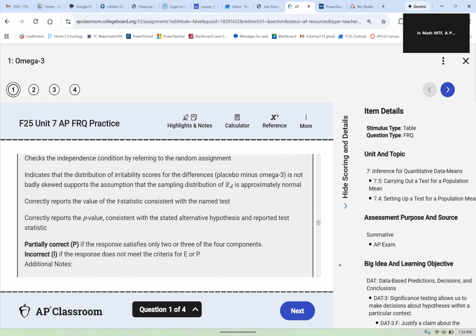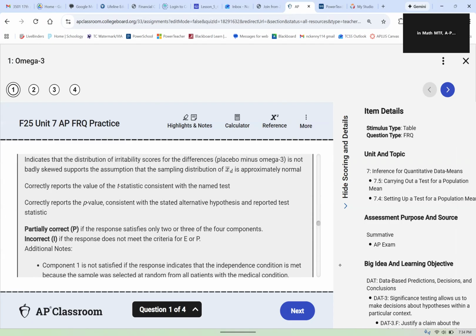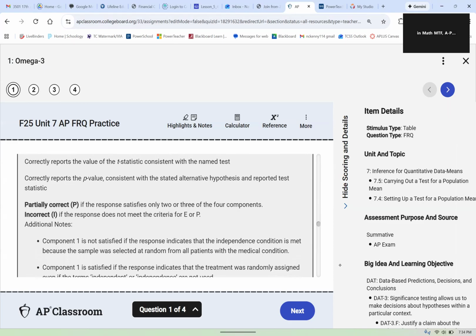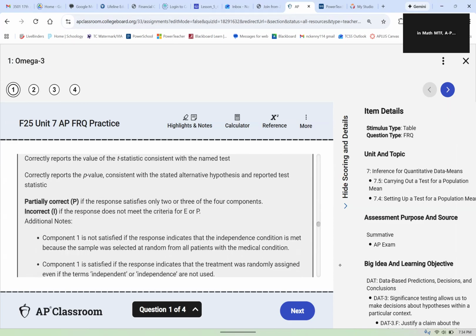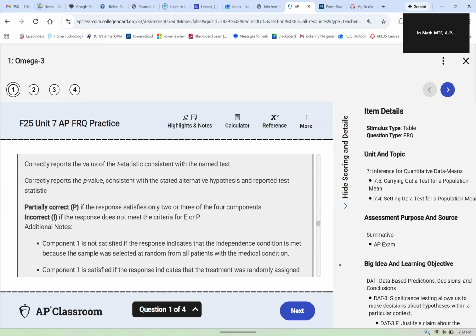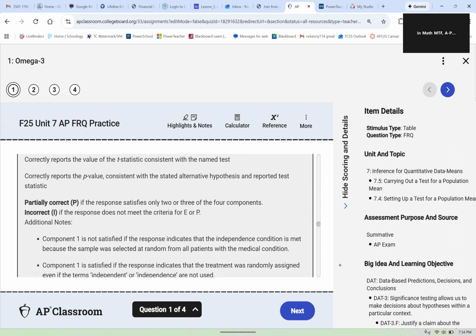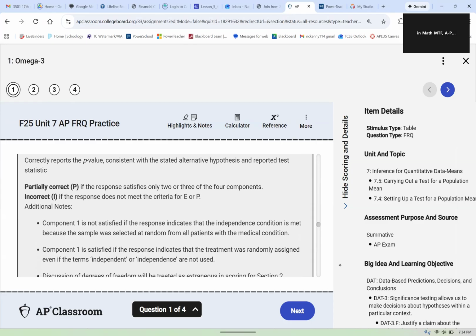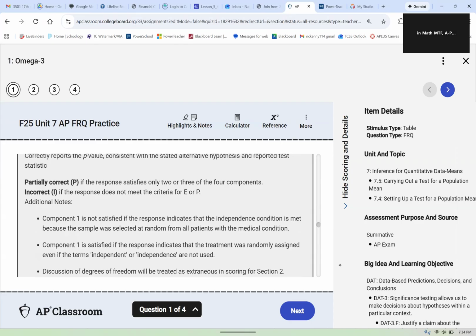I do like that they actually say that you need the sampling distribution to be approximately normal. They don't usually require that detail, but I would definitely highly recommend it because that's what it's all about, the sampling distribution being approximately normal. Notice they say correct T statistic consistent with the named test, because if you did a different test, then you'd have a slightly different T. And then p-value consistent with the stated alternative. Again, if you messed up your alternative at the beginning.